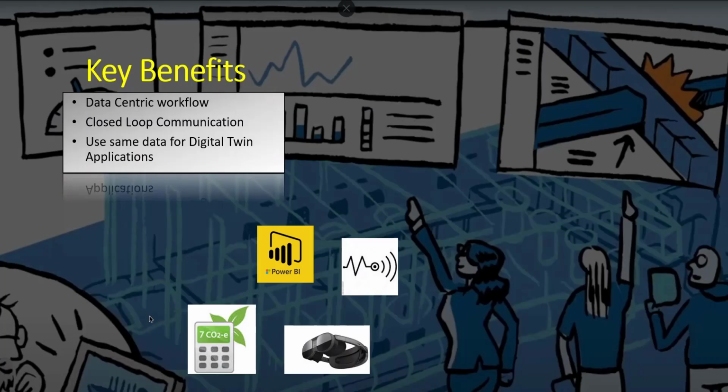Key benefits of this workflow, which we're going to show you, is it's a data-centric closed-loop communication workflow. And then you can use the same data which has been generated during the engineering process. It can be used for different purposes for digital twin enabled applications. So you can think of a carbon calculator, for instance, or you want to do the reporting in Power BI, or later on when the construction has been finished, you can include sensor data and monitor the construction live through a digital twin application with sensor data.